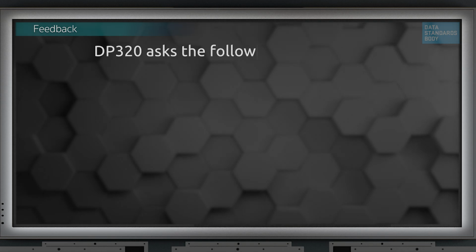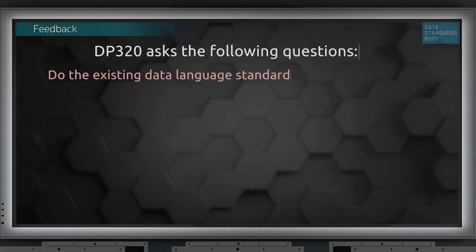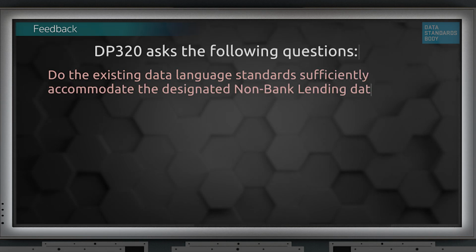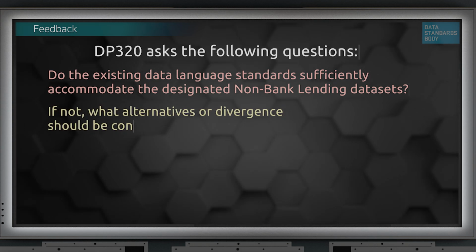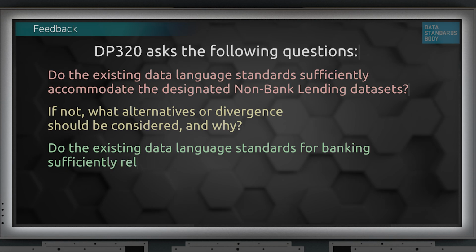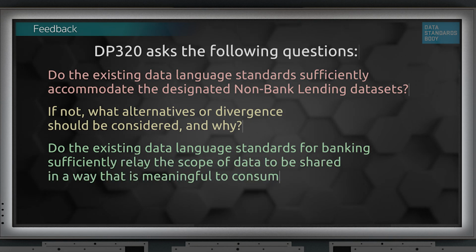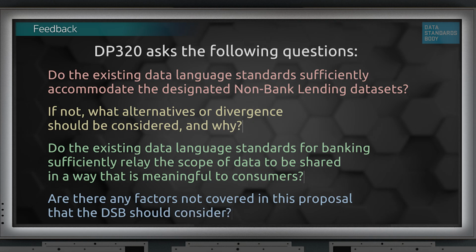DP 320 asks the following questions. Do the existing data language standards sufficiently accommodate the designated non-bank lending data sets? If not, what alternatives or divergence should be considered and why? Do the existing data language standards for banking sufficiently relay the scope of data to be shared in a way that is meaningful to consumers? Are there any factors not covered in this proposal that the DSB should consider?